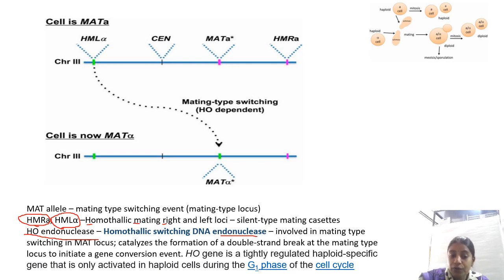This HO endonuclease is going to catalyze the formation of a double-stranded break at the mating type locus to initiate the gene conversion event. What is that gene conversion event? The alpha to A, A to alpha switch requires the participation of this important endonuclease enzyme, called HO endonuclease. Only when this HO endonuclease participates does the mating type switching event occur, catalyzing the double-stranded break formation.